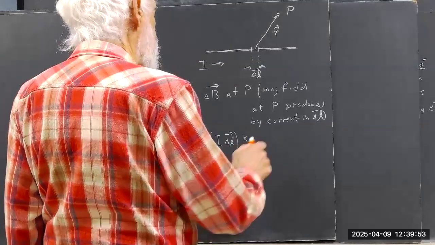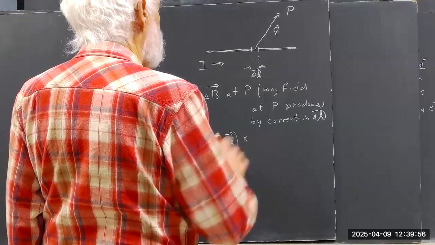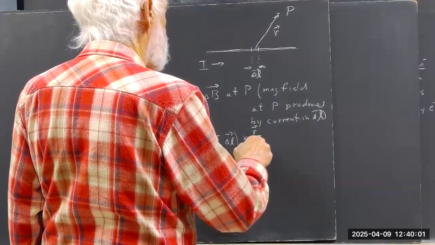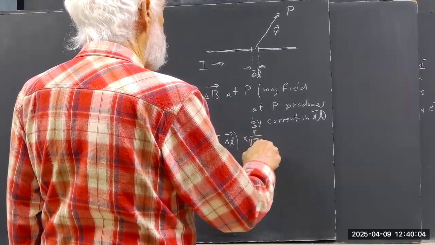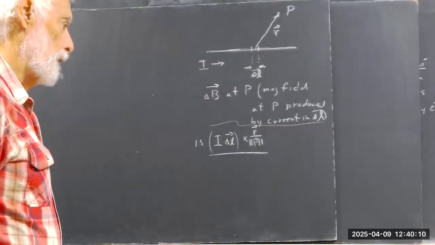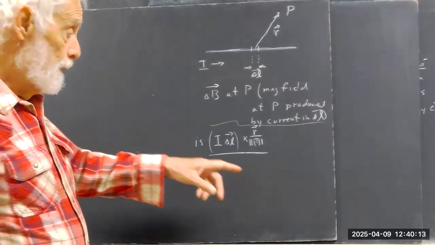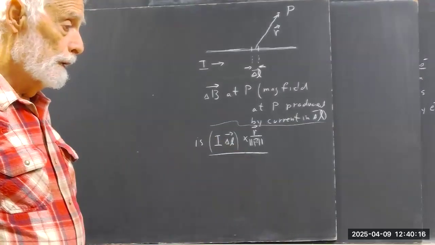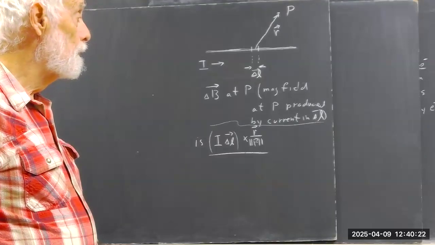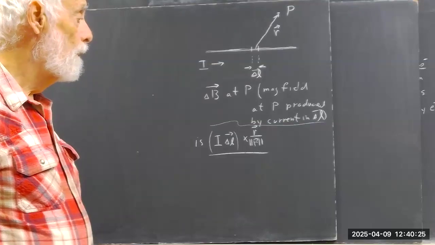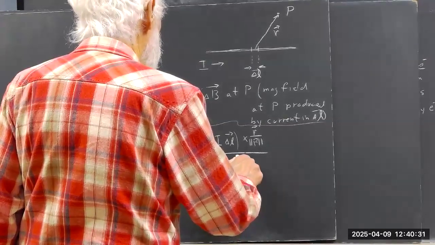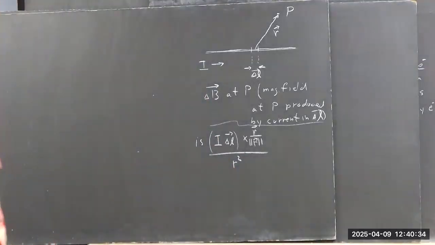And it's I delta L, plus your book uses R hat, which is nice and compact, and I have no disagreement with it. And the book will be very happy that I'm not disagreeing with it. We do this cross product, and then we divide by R squared.